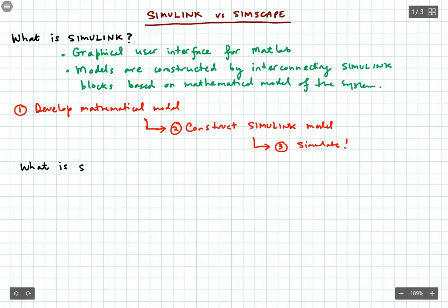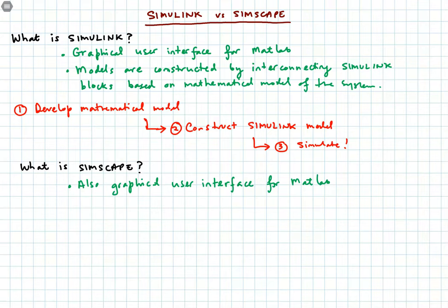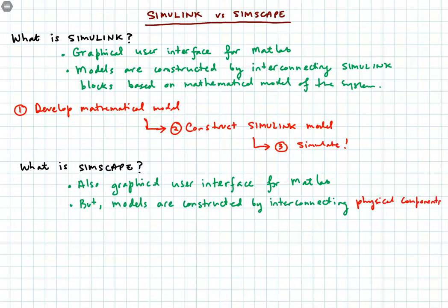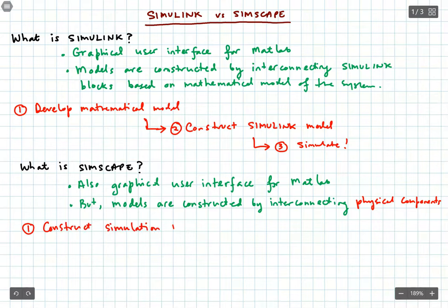Now let's move on to SIMSCAPE. SIMSCAPE is also a graphical user interface for Matlab. However, developing the model of the system to be simulated using SIMSCAPE is a lot easier because we don't need to describe the system using the mathematical equations, but rather we develop the model by interconnecting physical components available from the SIMSCAPE library. In other words, there are only two steps involved in simulating using SIMSCAPE.